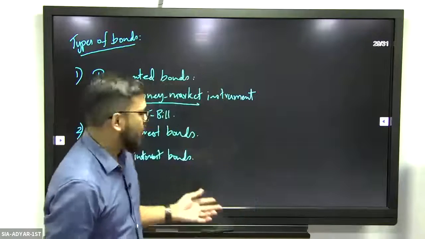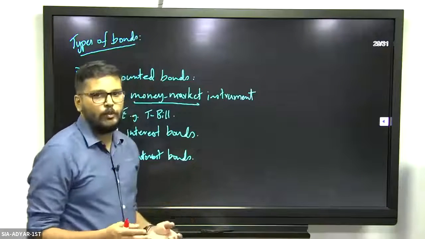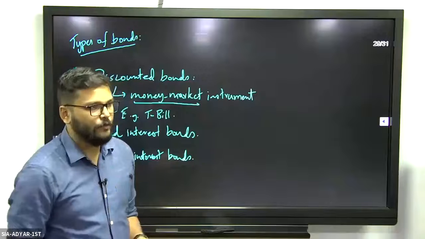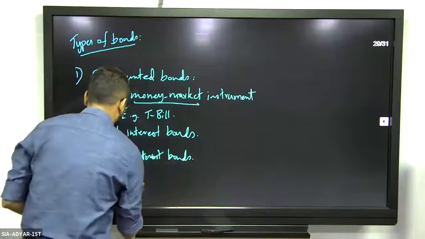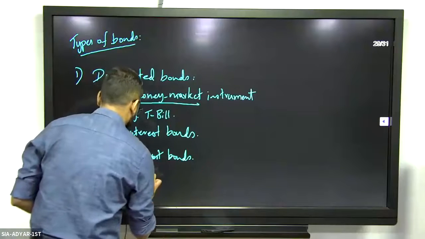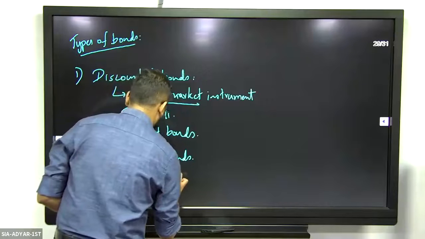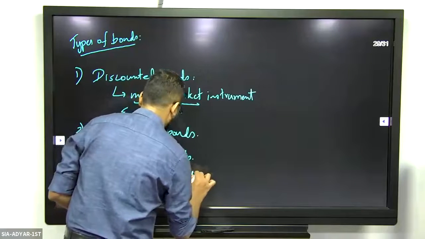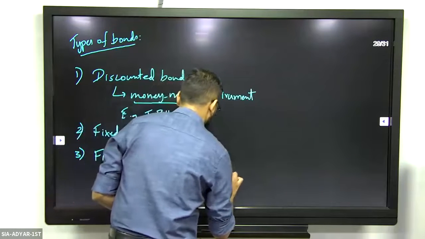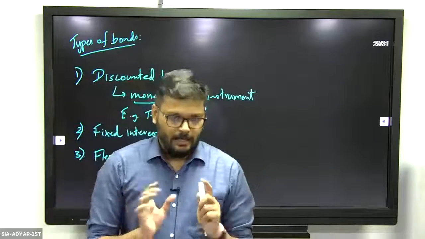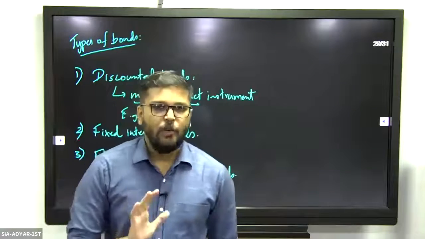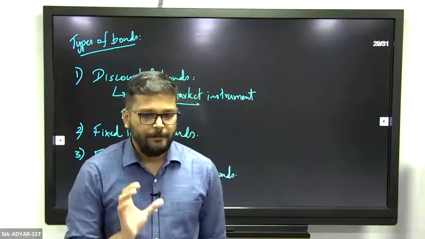Similarly, certain companies also borrow money and say they'll pay different interest rates. There could be different reasons. One example is inflation indexed bonds. Whatever is the inflation, that is an example of a flexible bond. So how does an inflation indexed bond work?